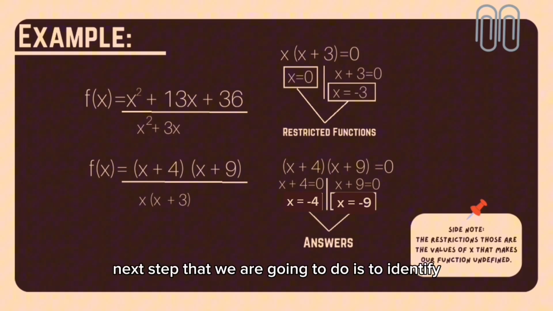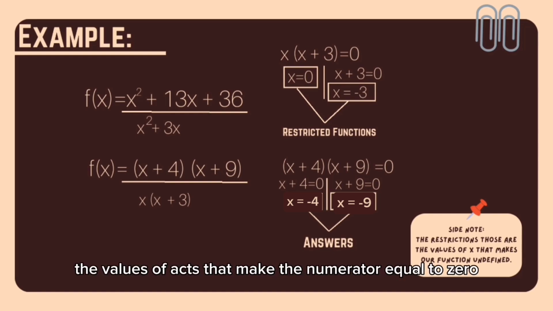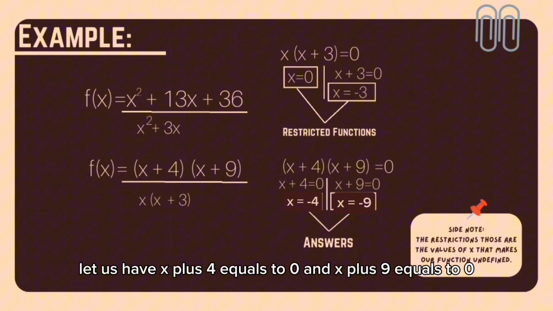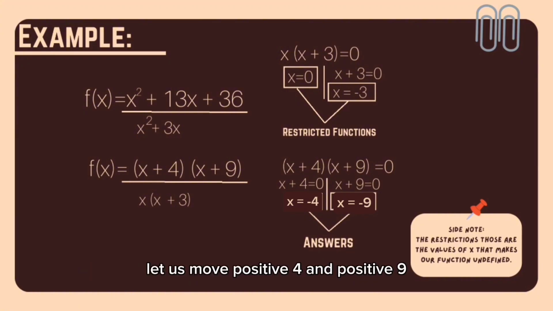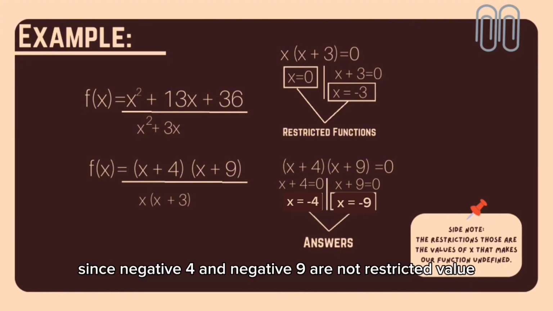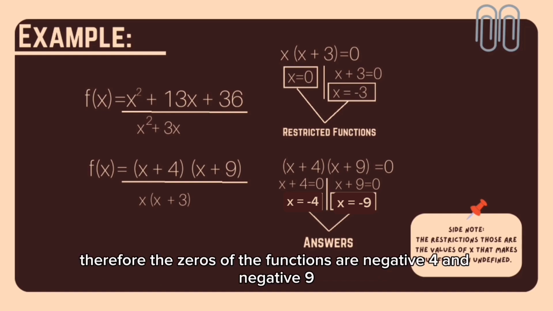Next, we are going to identify the values of x that make the numerator equal to 0. So let us set the numerator equal to 0, that is, the quantity x plus 4 times the quantity x plus 9 equals 0. Let us have x plus 4 equals 0 and x plus 9 equals 0. Let us move positive 4 and positive 9 to the other side of the equation. It will give us x equals negative 4 and x equals negative 9. Since negative 4 and negative 9 are not restricted values, therefore the zeros of the function are negative 4 and negative 9.